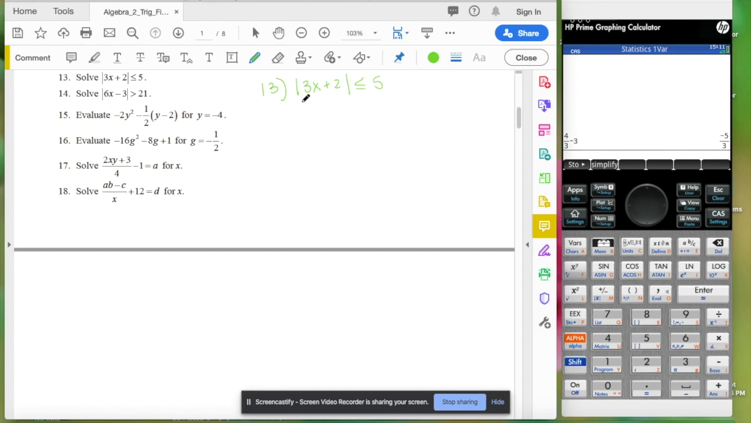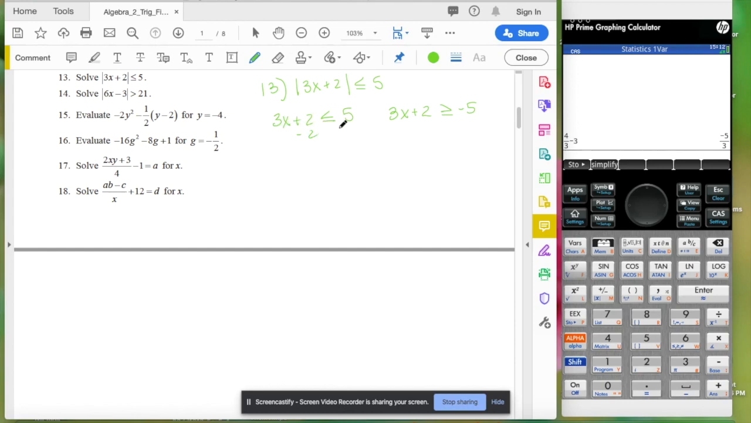So same thing here. We're going to see that our absolute value is isolated, so we can start setting up our two cases. So we have 3x plus 2 is less than or equal to 5. And then for the second one, we're going to do the reciprocal and the opposite. So we go 3x plus 2 is greater than or equal to negative 5. So solve for both sides.